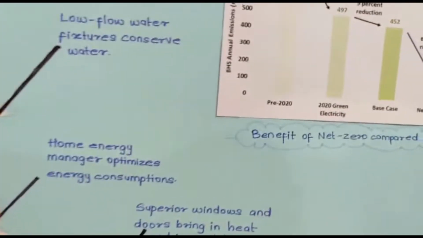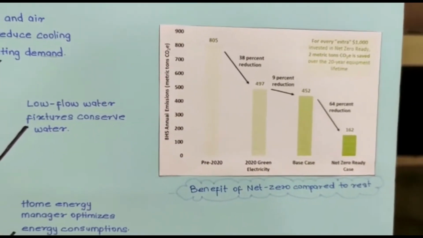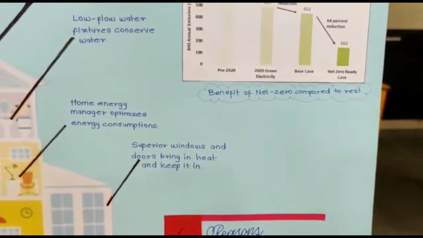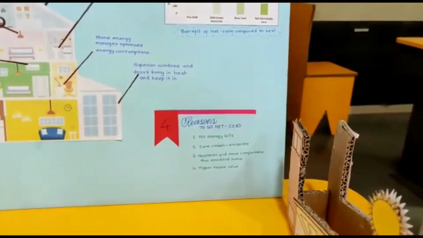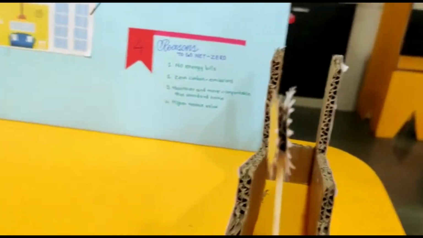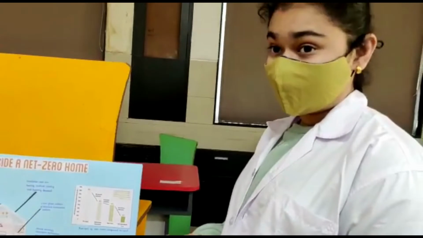Here is a graph to show how efficient net zero is, and the four golden reasons are no energy bills, zero carbon emissions, a healthier and more comfortable lifestyle, and higher resale value.